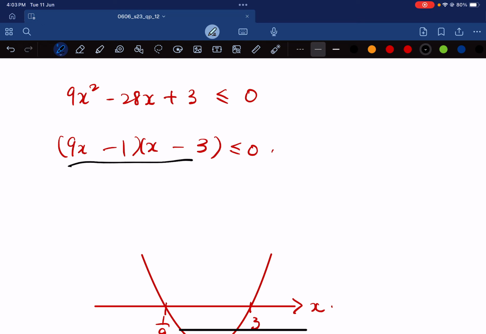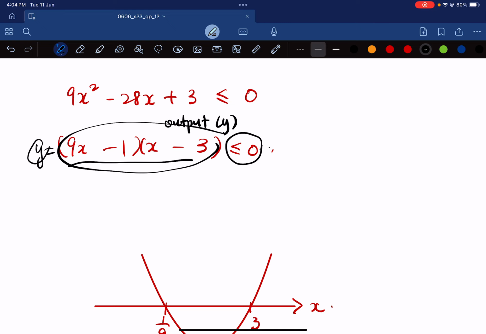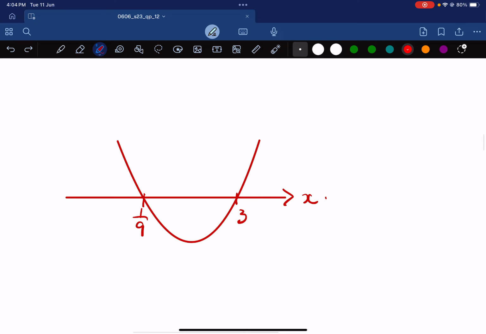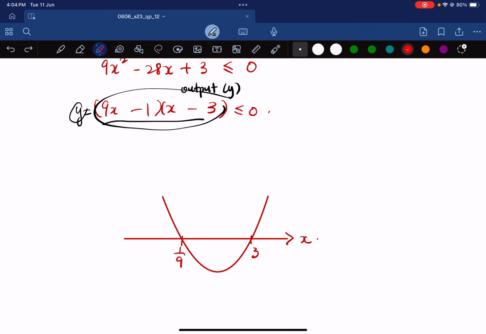You substitute in the output, right? The output, which is the y, right? If you let this function be y less than or equal to 0, then you look at this graph. For which region is the y coordinate of every point equal to 0 or less than 0? Here, in this region, every point has a non-positive y coordinate, including these 2 points.